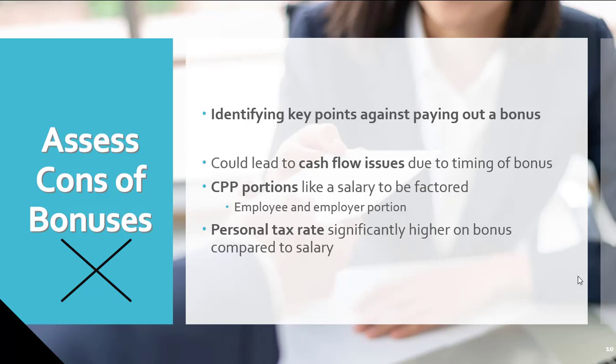If a bonus is declared and not paid out right away, cash flow issues later could create difficulty in actually paying the bonus out. Additionally, paying a bonus like a salary comes with a higher cost in terms of employer and employee portions of CPP that must be factored in. Another con is that the personal tax rate of bonuses is significantly higher than a salary, for example, which results in more taxes to be paid on the personal individual level.